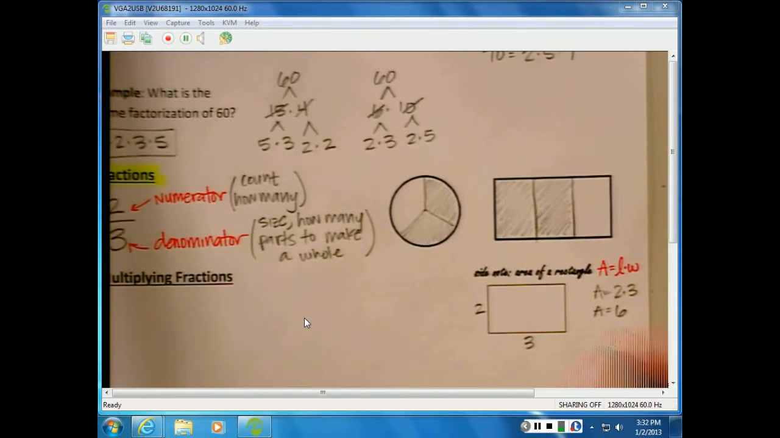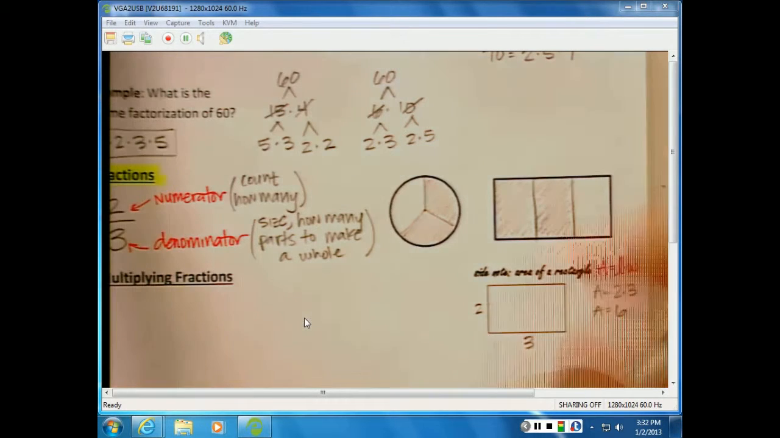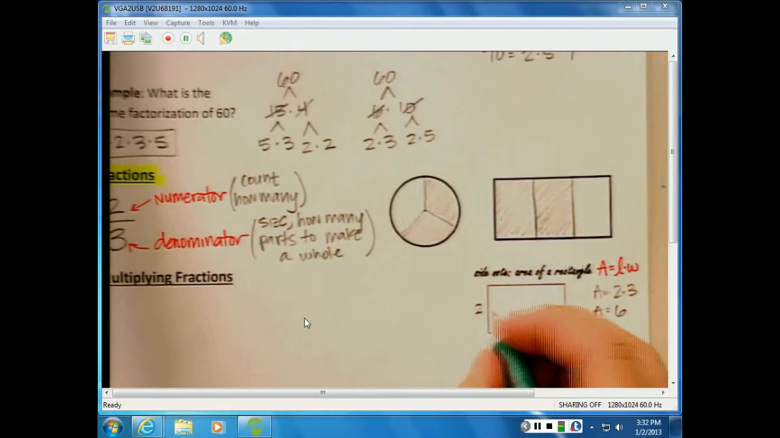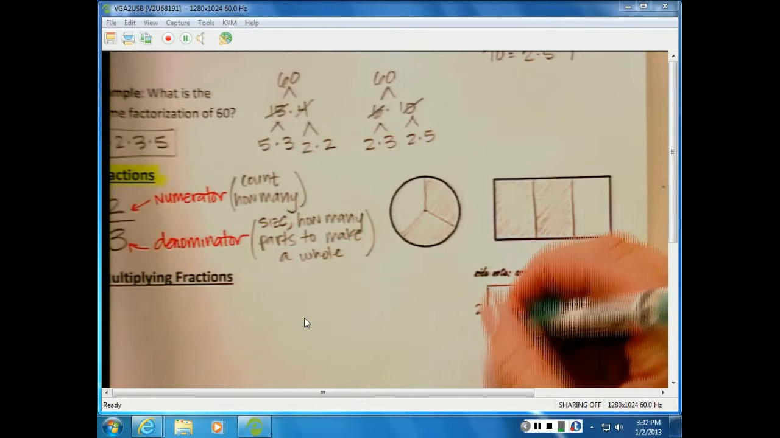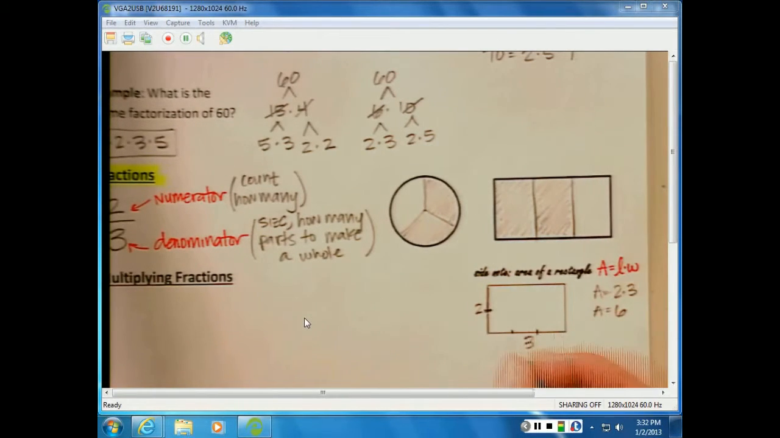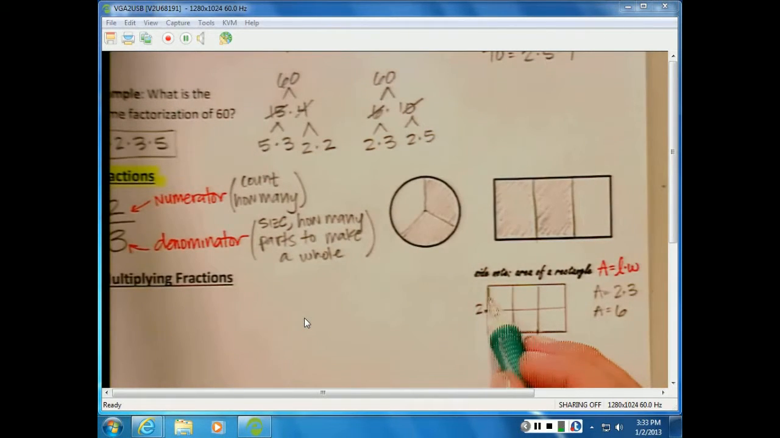Now if I break this down, this is 2, so let's suppose that this is 1, this is 2. Suppose this is 3. This is 1, 2, 3. If I was to draw a grid in here, I could see that if I have a 2 by 3 rectangle, maybe we're laying tiles 2 feet by 3 feet, I would have 1, 2, 3, 4, 5, 6 square foot tiles.